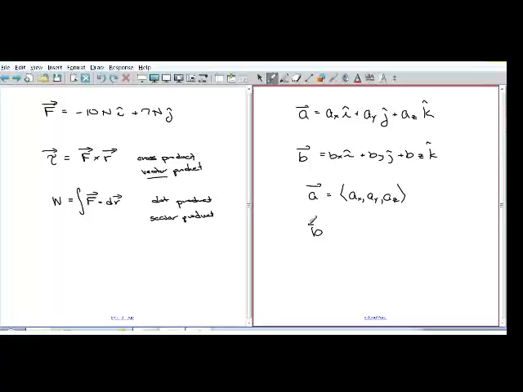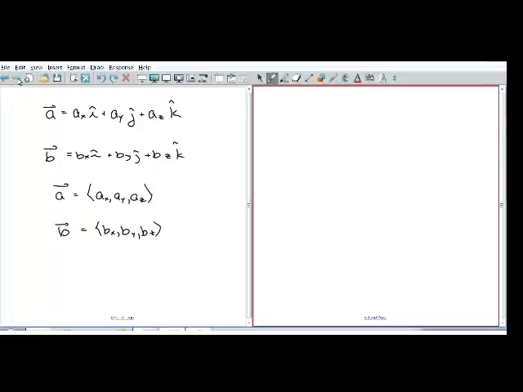So it's kind of like a Cartesian pair, but it's not a point in space, it's a vector. And you can have the same thing happening with your vector B. Okay, so how do you find the cross product? Well, we use something that we learned in pre-calculus.